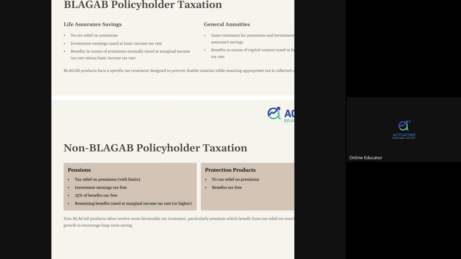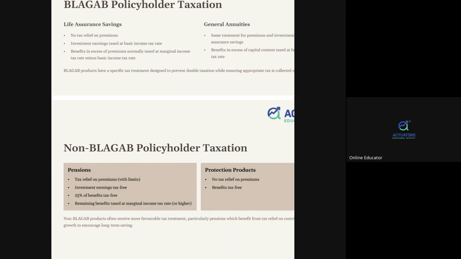The next one is savings products. Savings products usually don't have any relief on premiums. You are again paying out of your post-tax earnings. So far, so good. What are the other ways in which you can be taxed? You can be taxed on investment earnings. You can be taxed on the final benefit you are receiving. Correct?